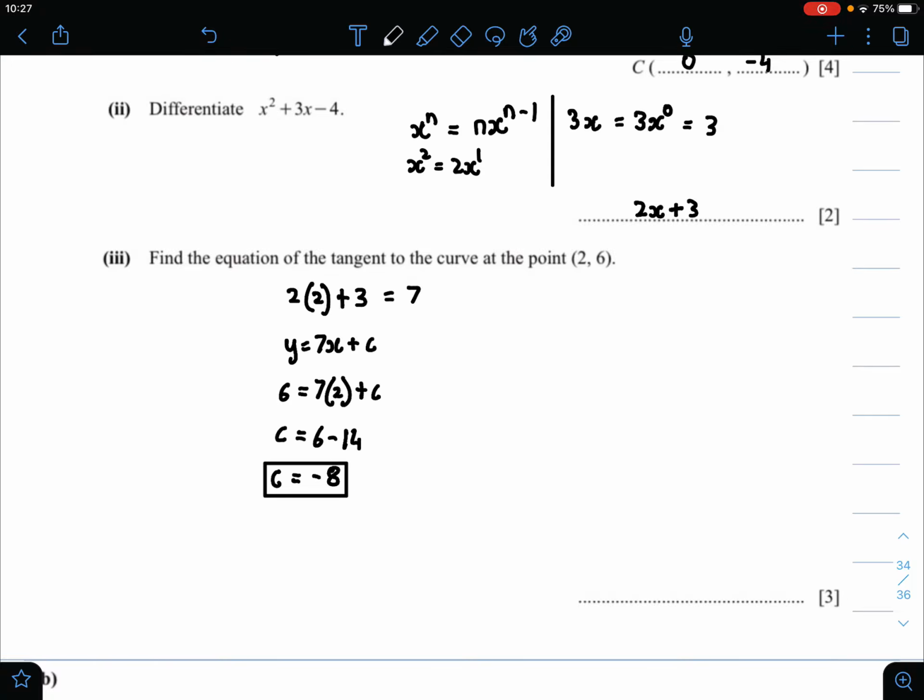Therefore the equation of the tangent will be y is equal to 7x minus 8, and therefore this will be your final answer for A part 3. Now let's move on to part B of this question.